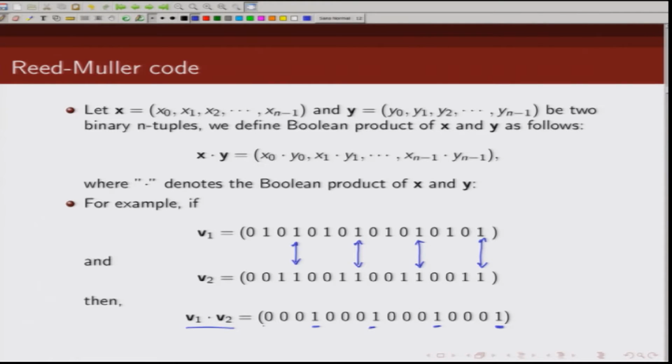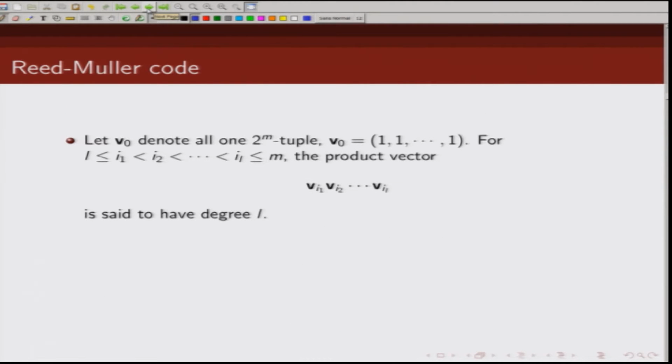All other times it is 0. Okay. So, this is how we define the Boolean product. We also define an all 1 tuple. So, this V naught is basically all ones of length 2 raised to power m.